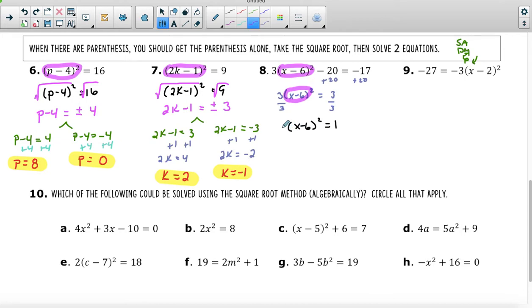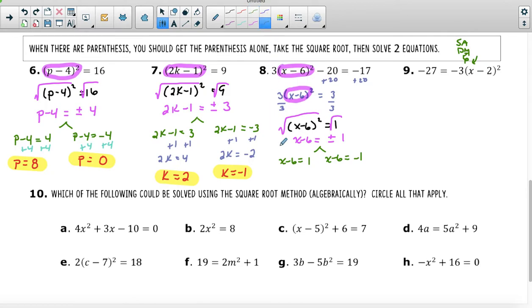To get rid of the exponent, we're going to take the square root of both sides. We'll have x minus 6 is equal to the plus or minus, because we took the square root of both sides, the square root of 1 is 1. We'll break this into our two equations. So x minus 6 on the left is equal to the positive 1, and x minus 6 on the left is equal to the negative 1.